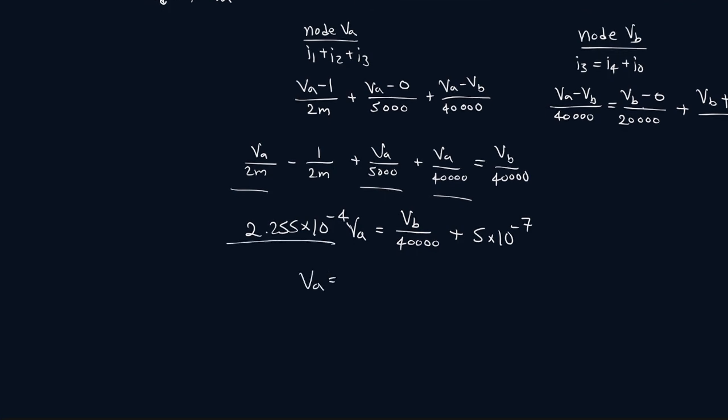So VA will be 1 over 40,000 divided by 2.255 times 10 to the power of minus 4, which will be 0.11086 VB, plus 5 times 10 to the minus 7 all over 2.255 times 10 to the minus 4, which gives me 2.2173 times 10 to the power of minus 3.